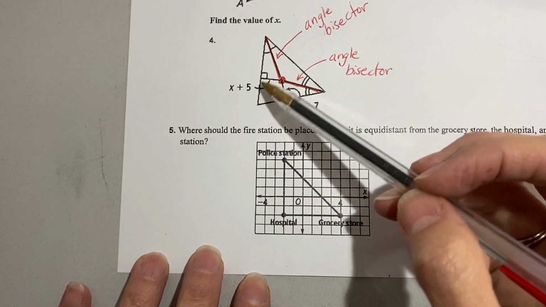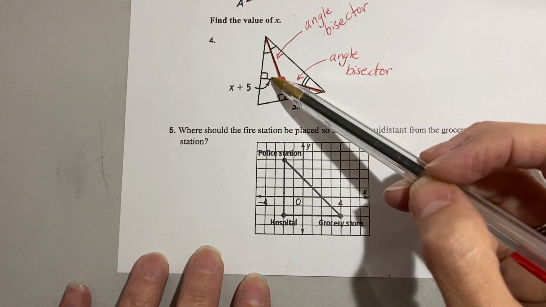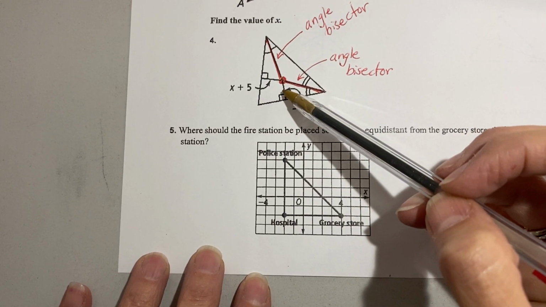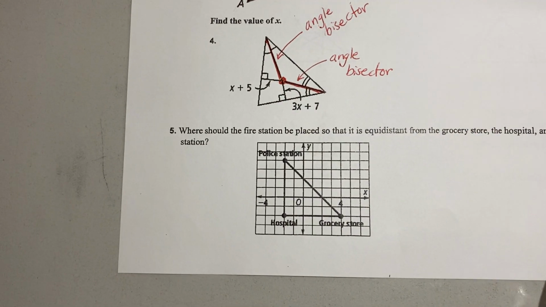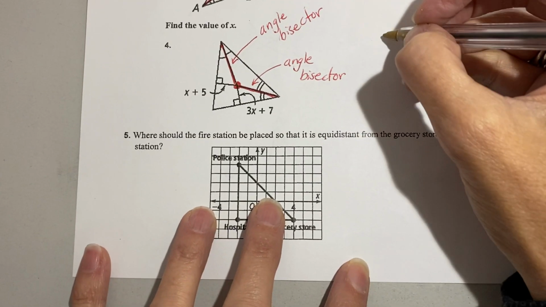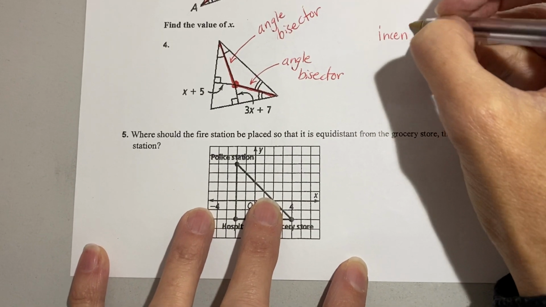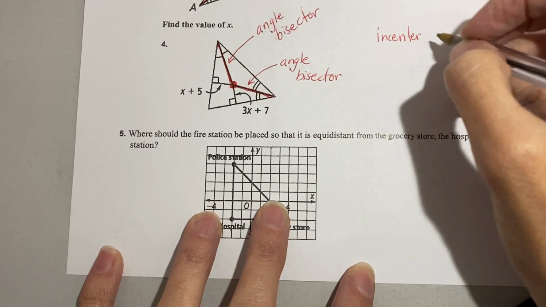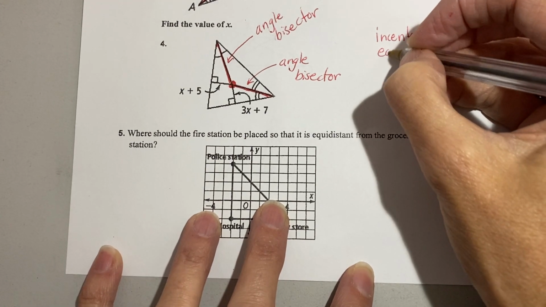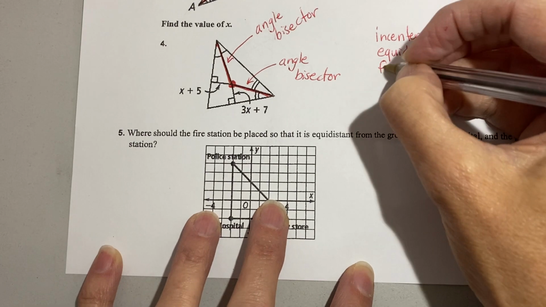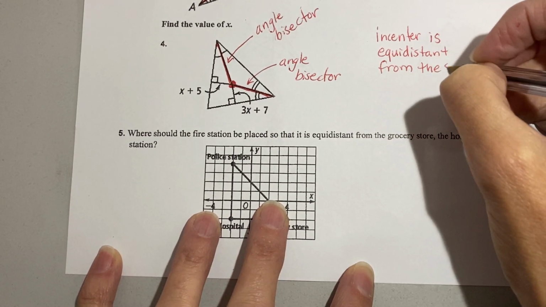That's why they gave you these two distances. This distance is x plus 5. This distance is 3x plus 7. Oh, sorry. These are equal distances because that's an incenter. So that incenter, I'm going to write that down over here. The incenter, that's what this is. That's what that point is because it's the angle bisectors, is equidistant from the sides.